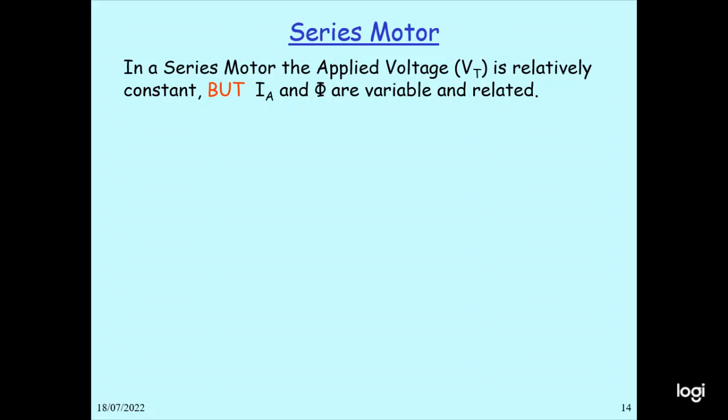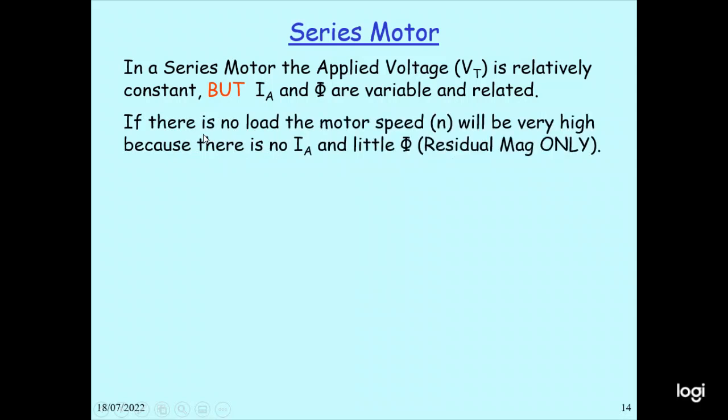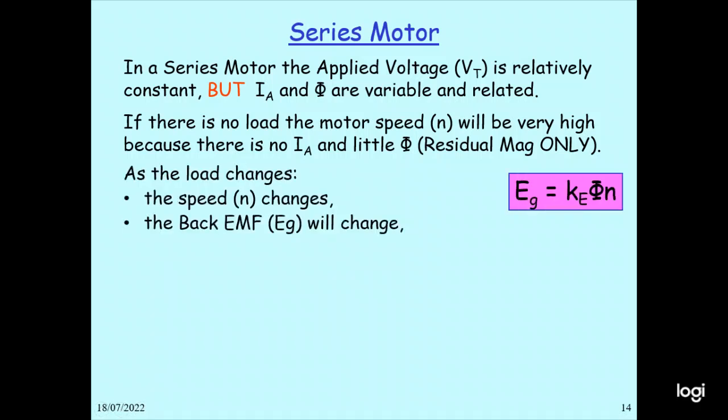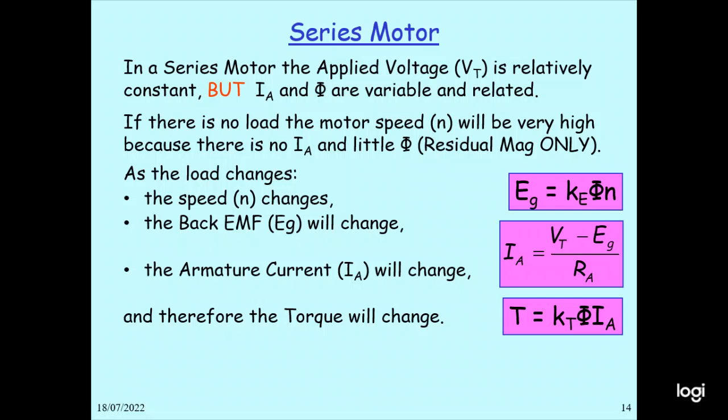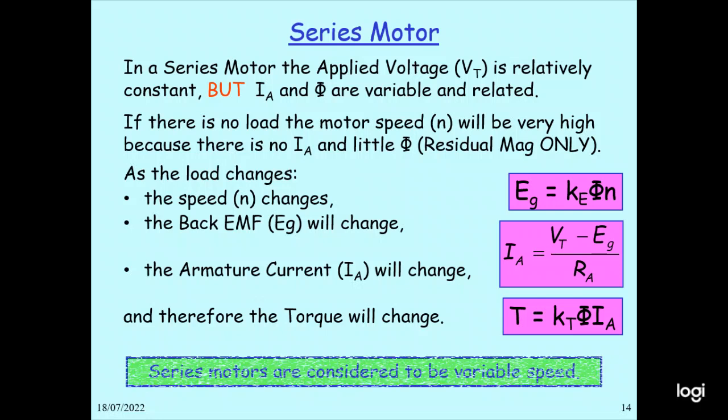In a series motor, the applied voltage VD is constant, but IA and phi are variable and related. At no load, the motor speed will be very high because there is no IA and little phi, only residual magnetism. When the load changes, the speed and back EMF will change. EG equals KE times phi. IA equals (VD minus EG) divided by RA, and the torque equals KT phi IA. Series motors are considered to be variable speed.